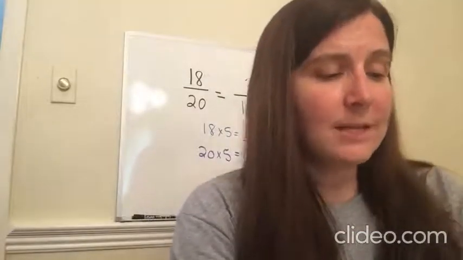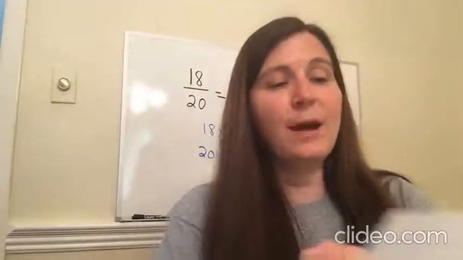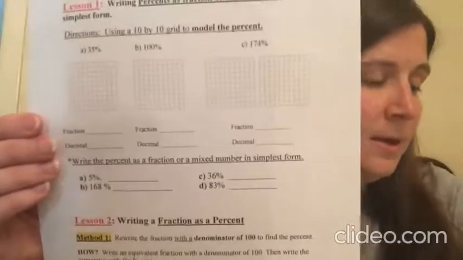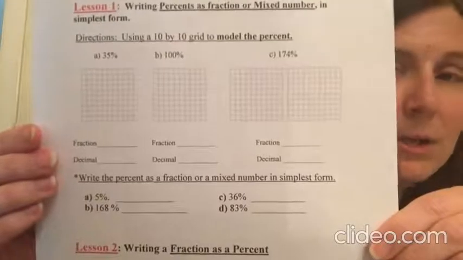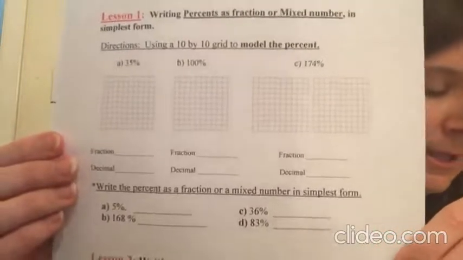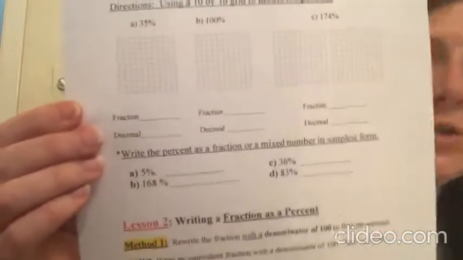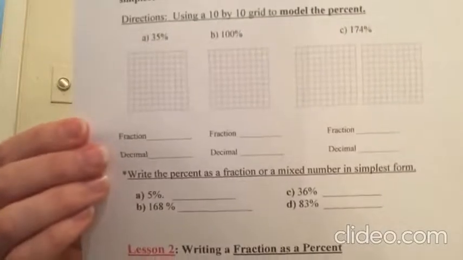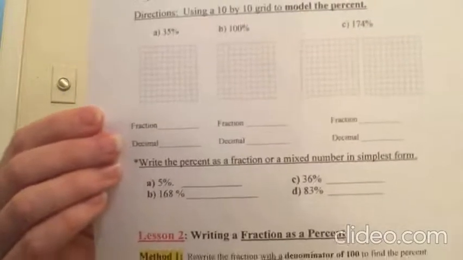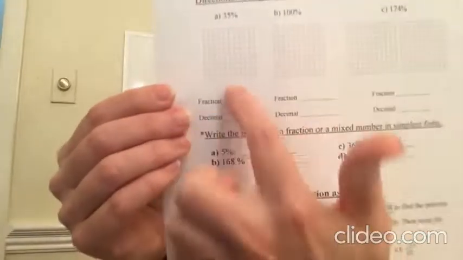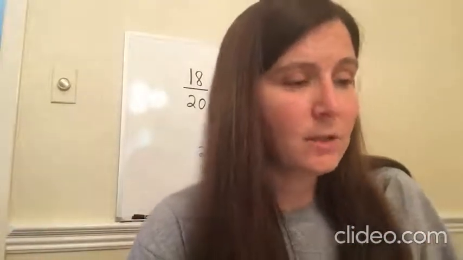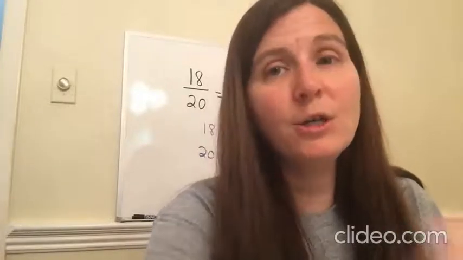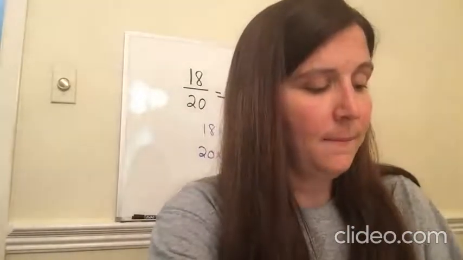So, our first lesson, writing percents as fractions or mixed numbers in simplest form. The directions for this one say use a 10 by 10 grid to model the percent. So the first one we have is 35%. If we're going to use this to model 35%, if you look at the squares, you can see that there are 100 squares in there.